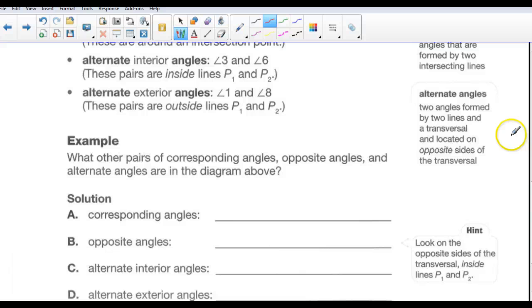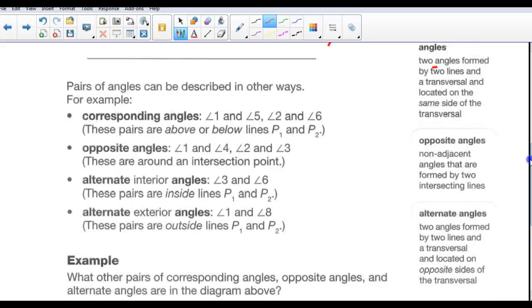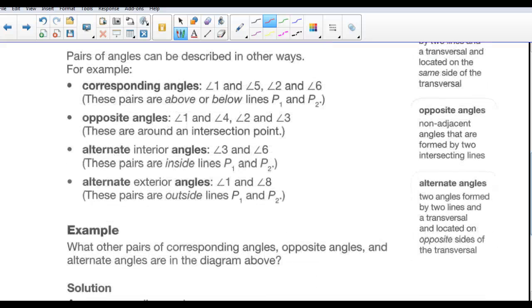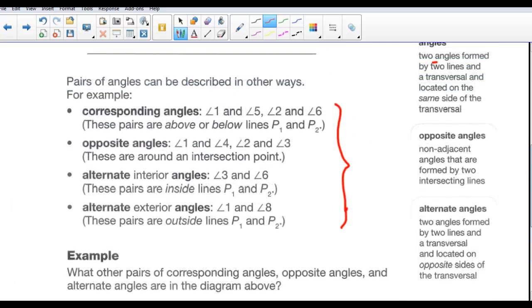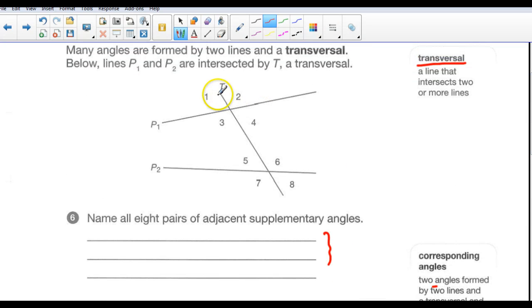Example. What other pairs of corresponding angles, opposite angles, and alternate angles are in the diagram above? Well, I mentioned them when I went through them. So just go and match them up with the answers that are given right here, and find the ones that match, and you'll be able to figure it out. So, corresponding angles. Angle 1 and 5, and 2 and 6. We could say 3 and 7 and 4 and 8.